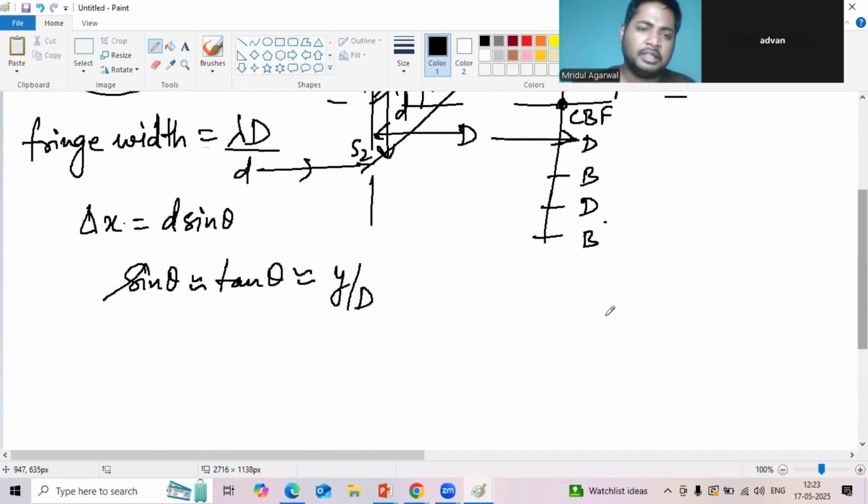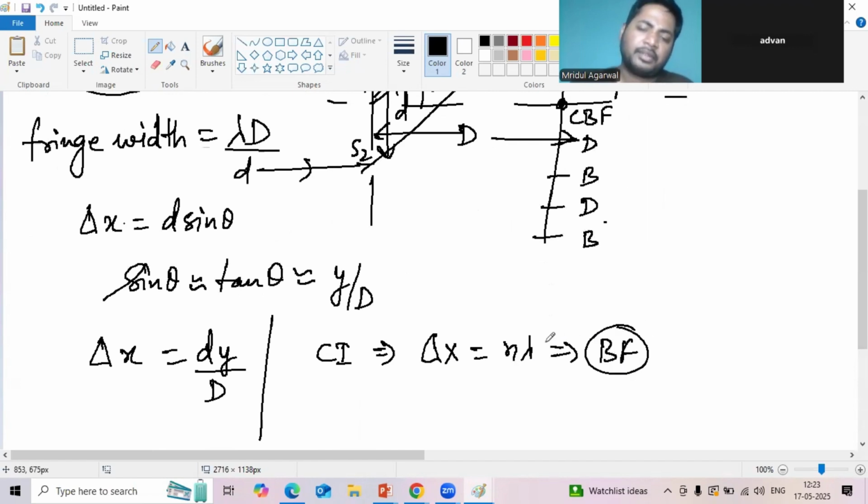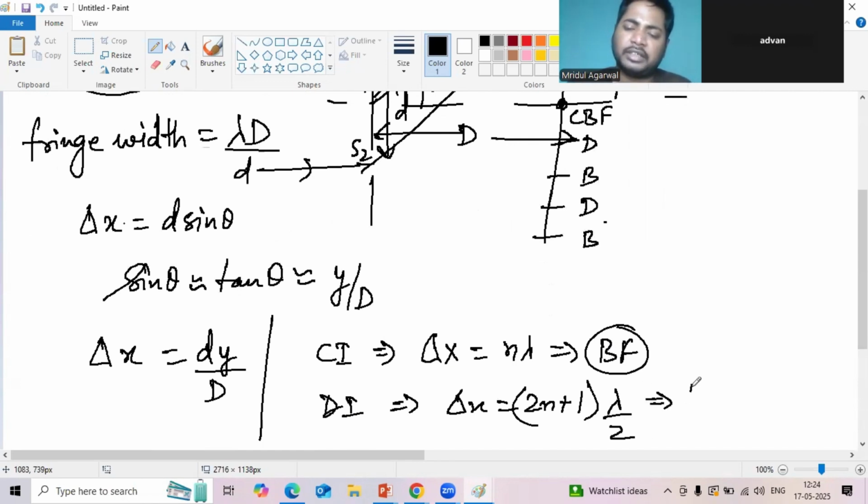So y over d. So I will get delta x equals dy by d. Now if it's a constructive interference, then you already know that delta x equals n lambda, that is your bright fringe. And if it's a destructive interference, then you already know delta x equals (2n plus 1) lambda over 2, that is your dark fringe.